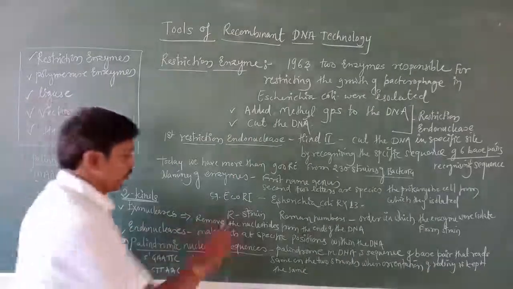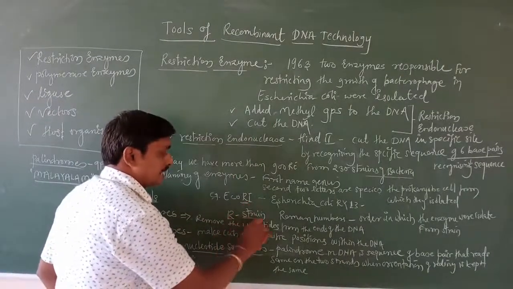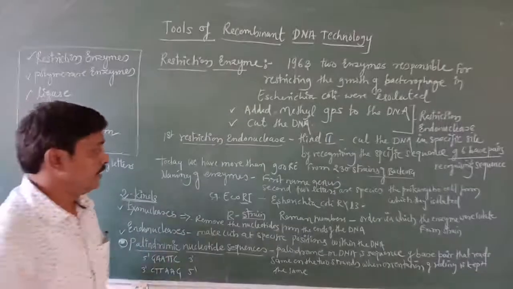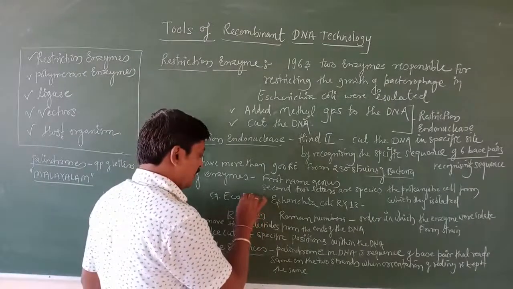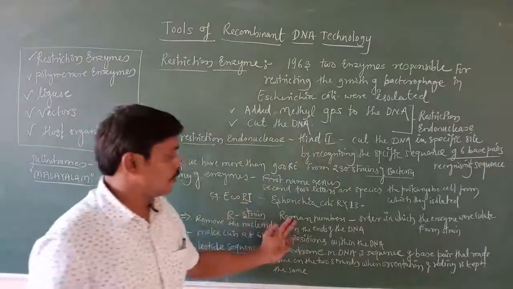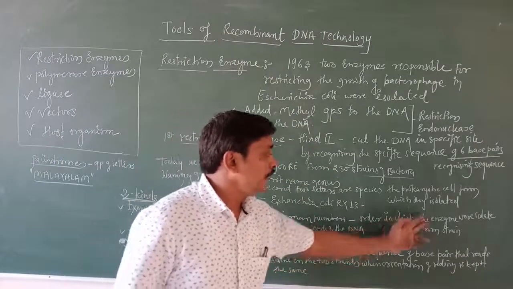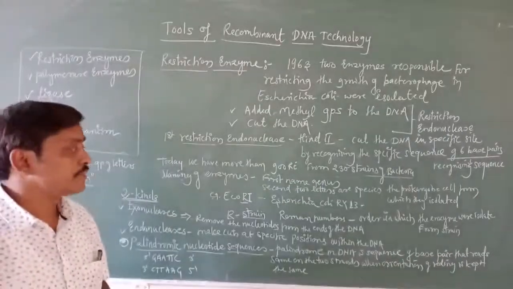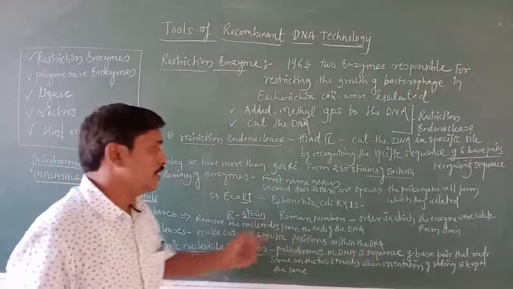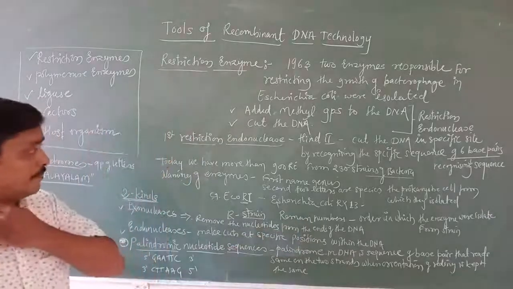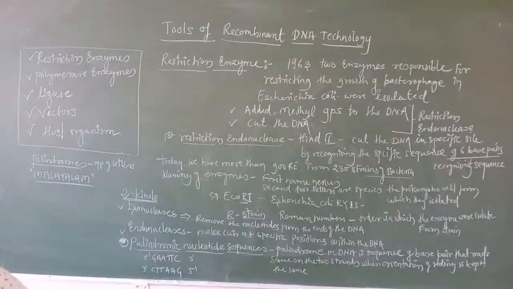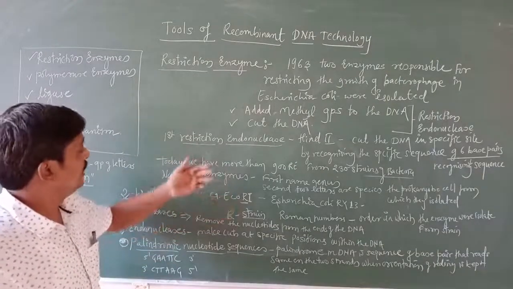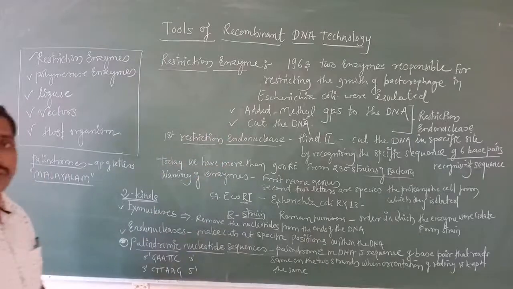Now in this, the R represents the strain from which we isolate. The Roman numeral, here I, indicates the order in which the enzymes were isolated from the strain. Understood? That is how we name the restriction endonucleases.